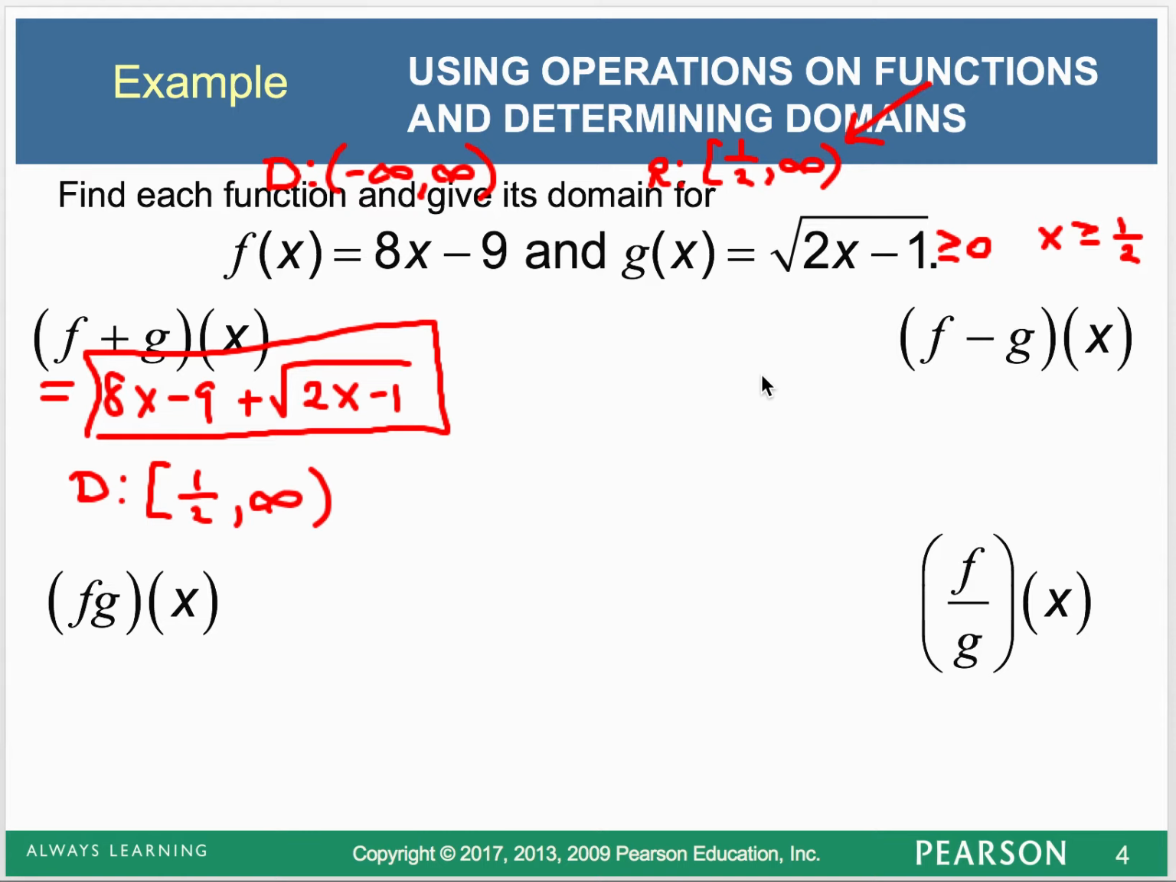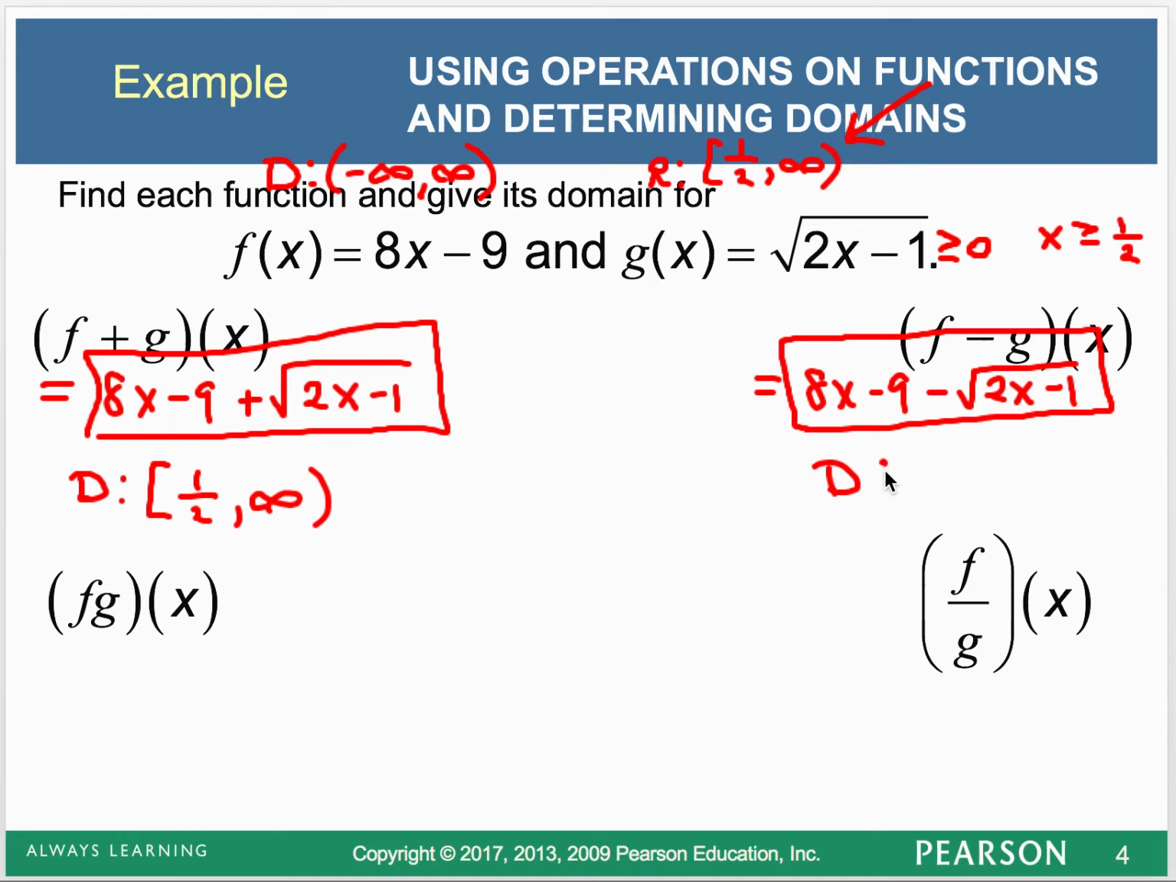Same thing here, f minus g of x, we just take the function f and we subtract the function g of x. I don't have any terms I can combine, so I'm finished, and my domain is still that 1/2 to infinity.